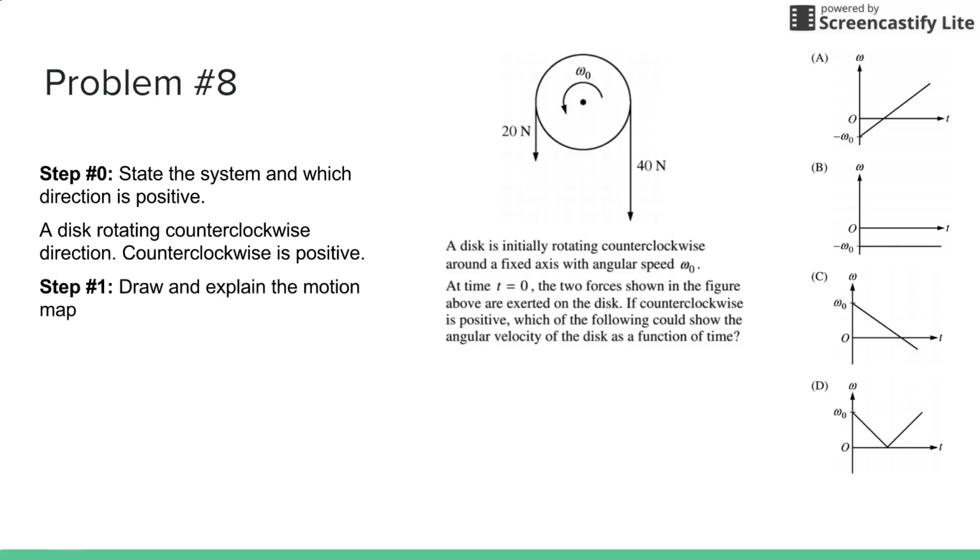Step number 1, draw and explain the motion map. So initially, the angular speed is going counterclockwise, but once the forces are applied, the angular speed will slowly go to a stop and rotate clockwise. So for the angular speed to go down, the angular acceleration must be in the opposite direction.